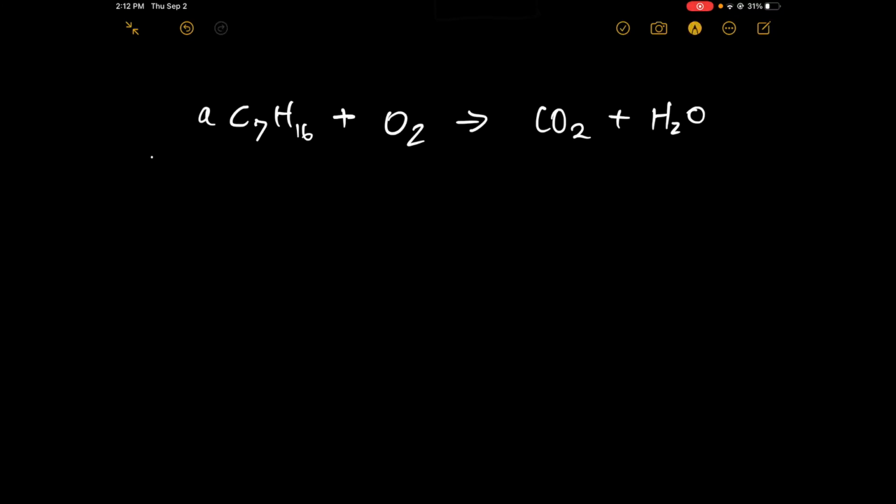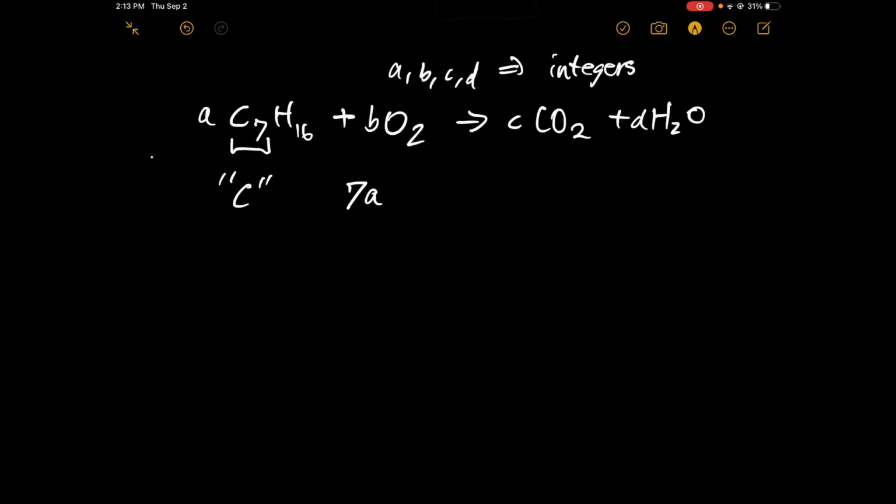Call these coefficients in front A, B, C, and D, where these are integers. Notice that under the law of conservation of mass, mass cannot be created nor destroyed, which means that the number of elements at the beginning has to equal the number of elements on the right. There are 7A carbons, because every heptane molecule has 7 carbons, but we're multiplying it by A, so we get 7A. On the right-hand side, there are C carbons, because this is the only place where carbon is located.